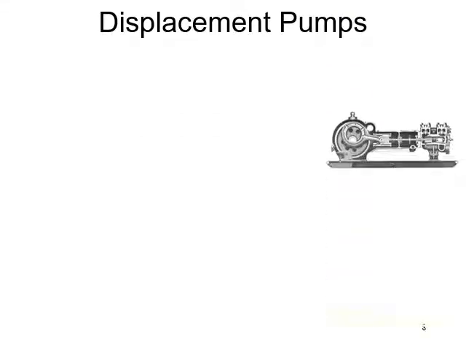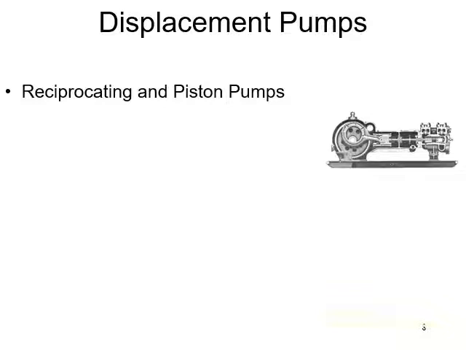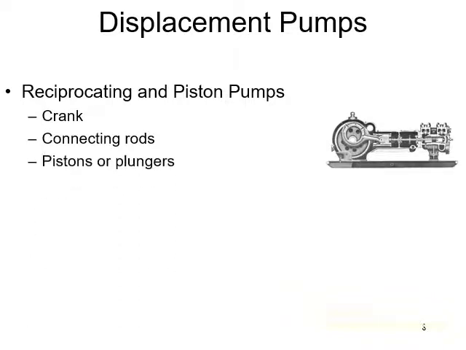This sketch shows the construction of the displacement type of pump. Here the movement is a reciprocating motion. The piston pump consists of the crank, the connecting rod, and the piston or plunger. Here the volumetric efficiency is greater than 97%.